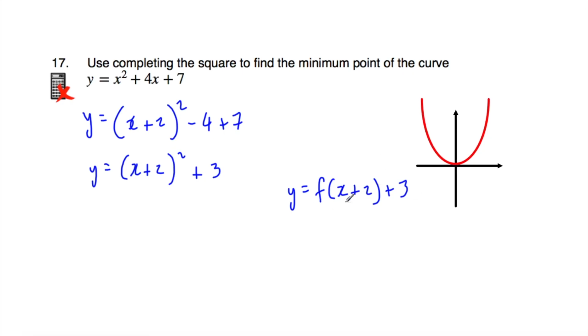So in terms of these transformations, we've got a plus 2 inside the bracket. That would translate the graph 2 squares to the left, because remember it's counterintuitive. If it's plus, you move the graph to the left. If it's subtract, you translate the graph to the right.